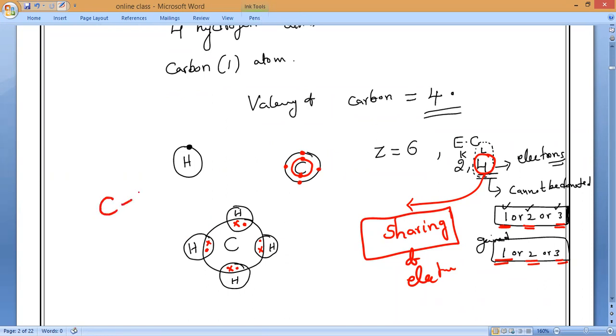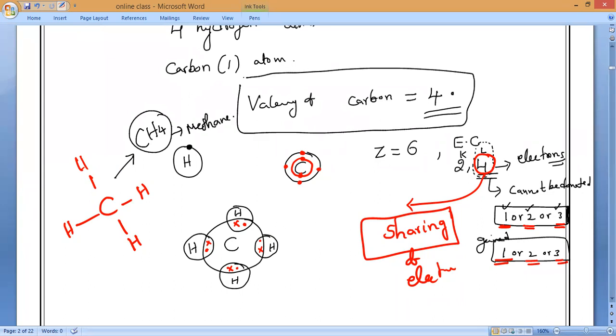So each carbon can react with a maximum of how many hydrogens? Everybody? 4 hydrogens, so that it will become stable in nature. This we call CH4, we say methane. All of you should remember. So what is the valency of carbon? 4. And what is the valency of hydrogen? 1. That is how to remember. Clear? So this is what everybody should remember.